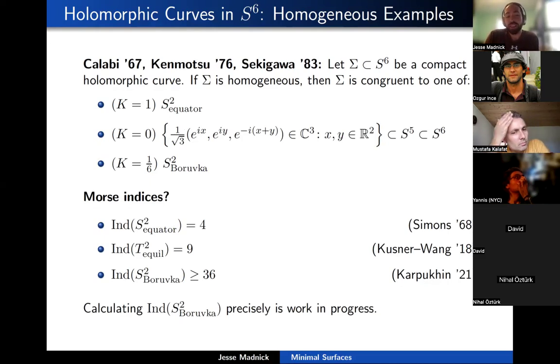It's known that whatever the index is, it's at least 36. But it would be nice to know the actual number. And again, if you think of the Morse index as some sort of measure of complexity, you might be tempted to conjecture that among all holomorphic curves, these numbers are perhaps the lowest that can occur for the Morse index of compact holomorphic curves in S6. That's, I think, a reasonable thing to guess. I don't know whether that's true, but that's the kind of thing that maybe one would hope to investigate.